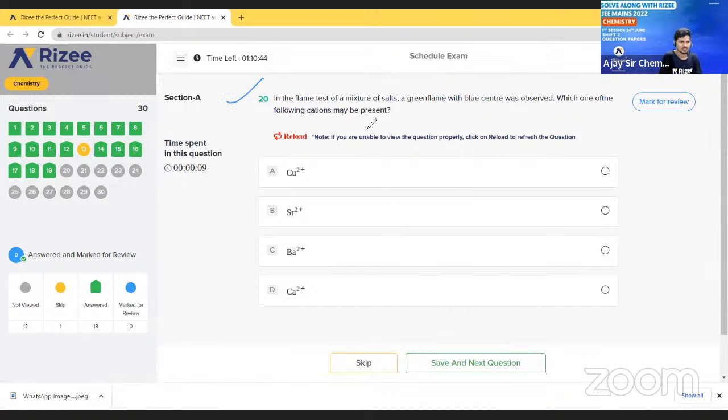In the flame test of a mixture of salts, a green flame with a blue center was observed. Which one of the cations may be present?